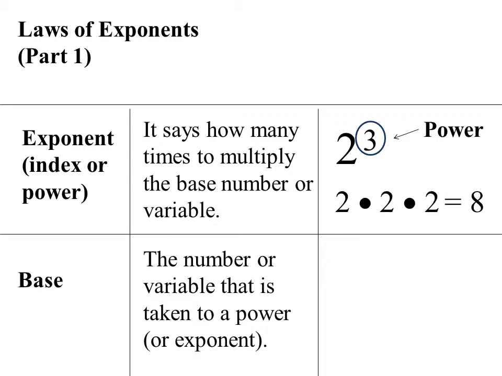The base is the number or the variable that's taken to a power or exponent. So 2 to the third power, my base is going to be 2. X to the fourth power, my base is going to be x. Please add these words to your words worth knowing, exponent and base. I'll give you a second to copy it down. If you need to, press pause so you can write the definition and the example.